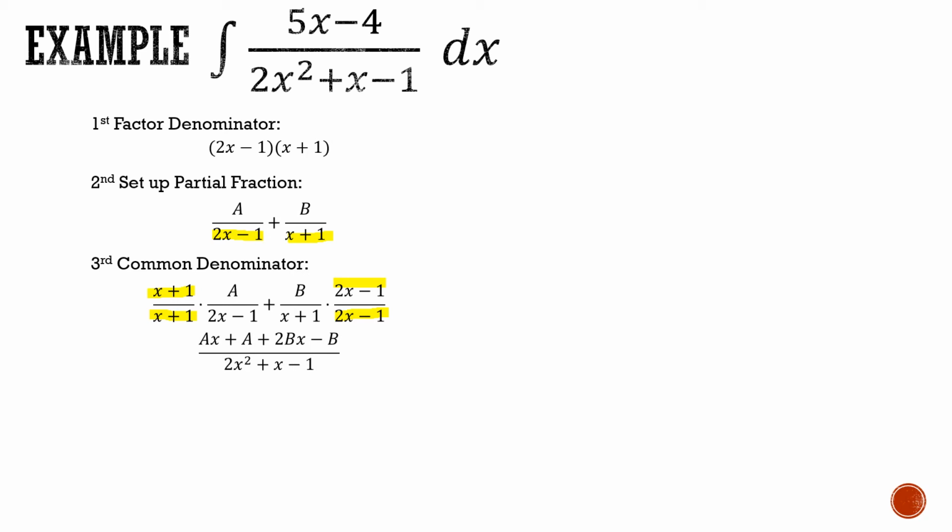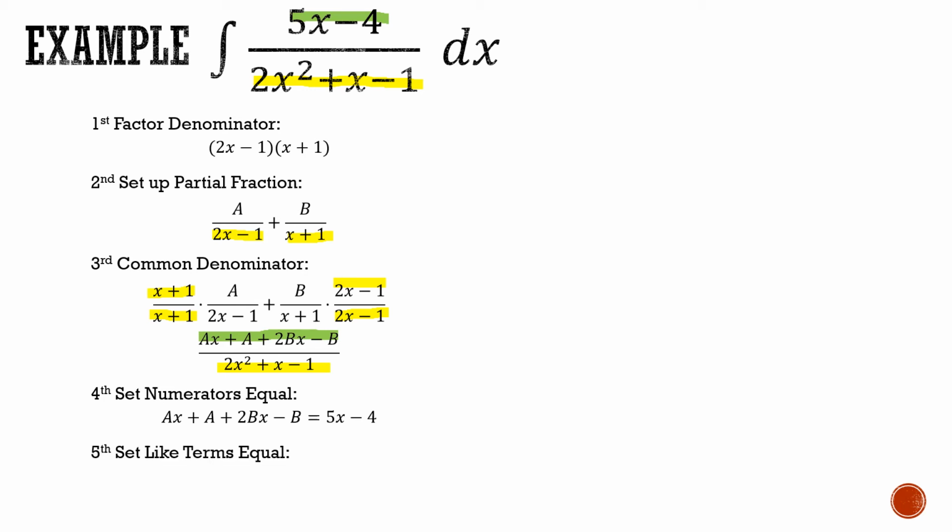All right, so when I do that, I'm going to get Ax + A + 2Bx - B all over my common denominator. Now, what you want to realize is that this denominator is the same as the original expression. So this 2x² + x - 1 is the same as the original, which means that the numerator of Ax + A + 2Bx - B, if these are equivalent, has to be 5x - 4. So I'm going to set those numerators equal to each other. And so Ax + A + 2Bx - B = 5x - 4.